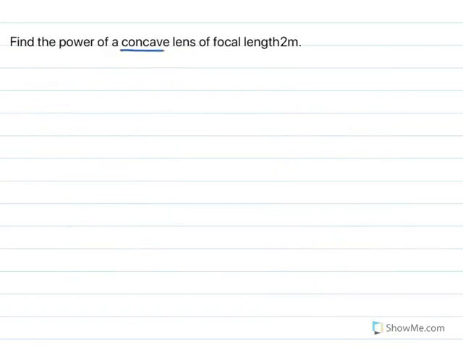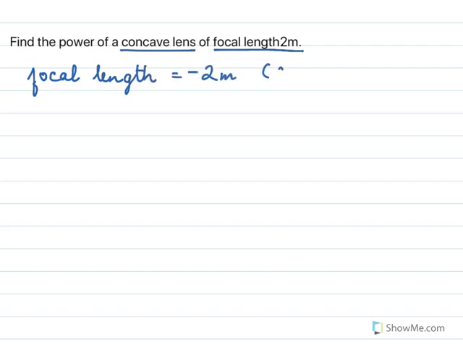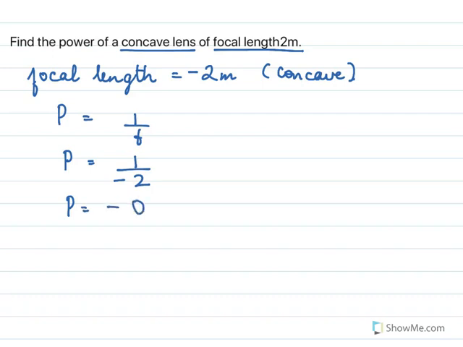Find the power of a concave lens of focal length 2 meter. So focal length equal to 2 meter and minus 2 because it is concave. So power is 1 by f. So power is 1 by minus 2. It's already in meters. So power equal to minus 0.5 diopter.